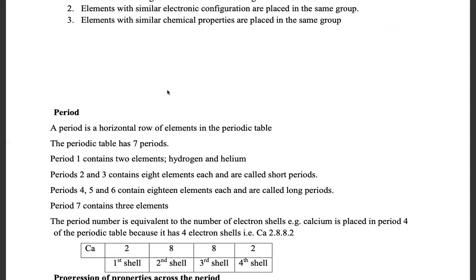So each element that is given, the best that you can do is draw its configuration. When you draw or write the configuration, then from the number of electrons that it has, we can tell how many shells will be occupied. So the number of shells are the ones that are represented by the period.